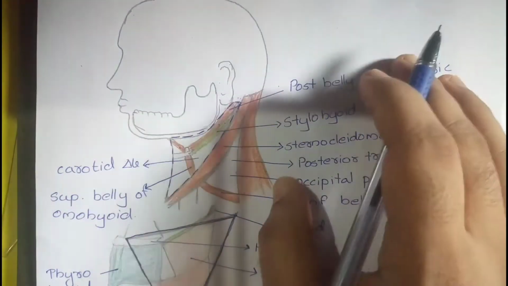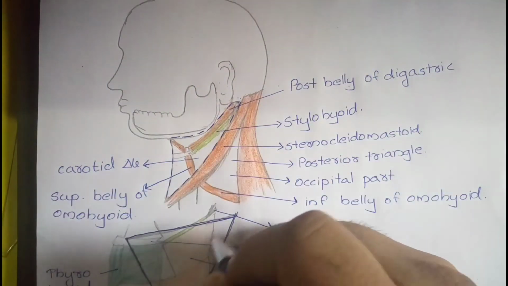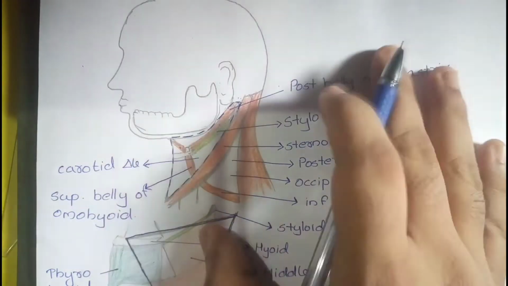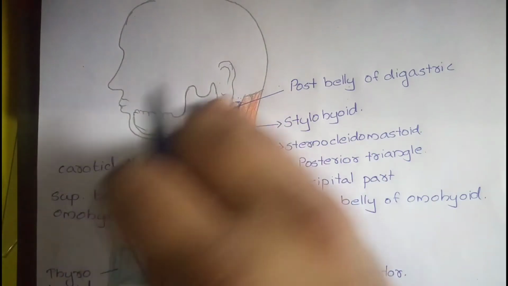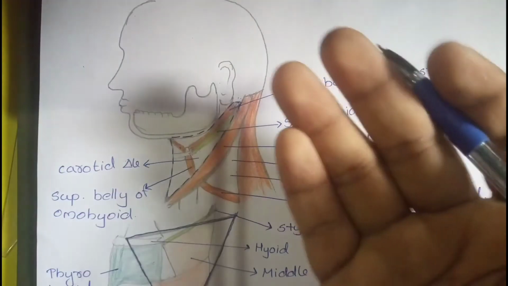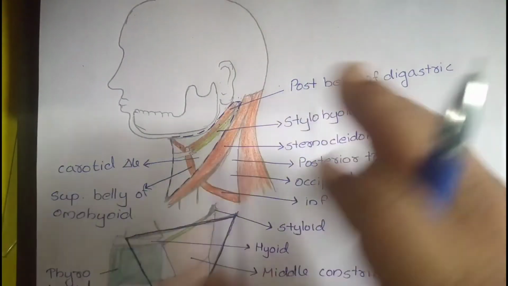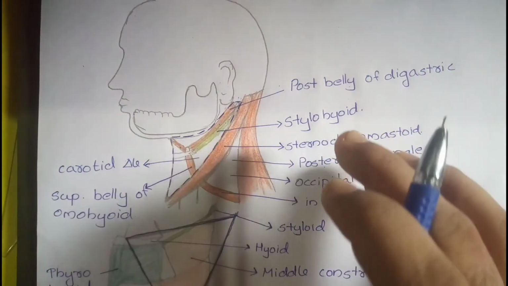Including that, we need the floor and the roof of the triangle. For every triangle we should know its boundaries, that is all the structures related to it, and also the roof, the floor and the contents present in it. We should know about it.